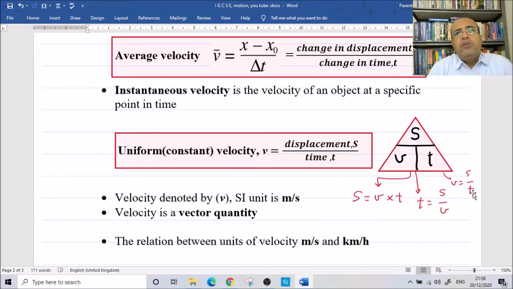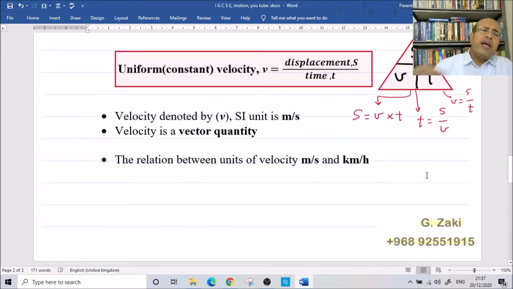The velocity, denoted by V, is the same symbol as speed, V italic. The unit of velocity is the same as the unit of speed, meter per second, but the difference between speed and velocity is that speed is a scalar, but velocity is a vector quantity. We have two important units of velocity: the SI unit of velocity is meter per second. The other unit is kilometer per hour.